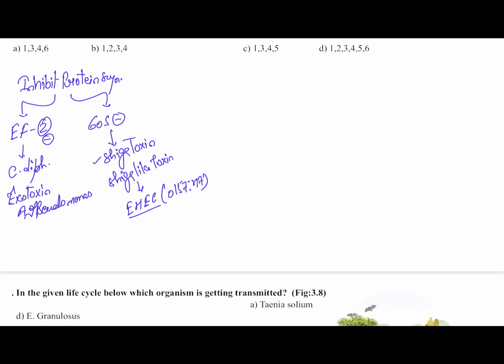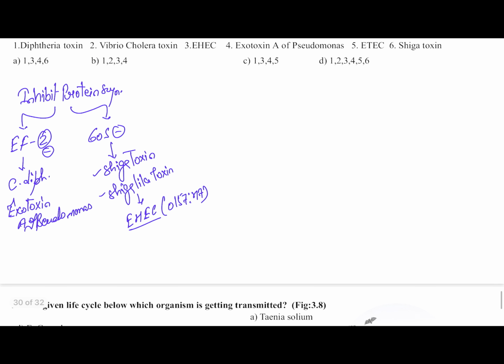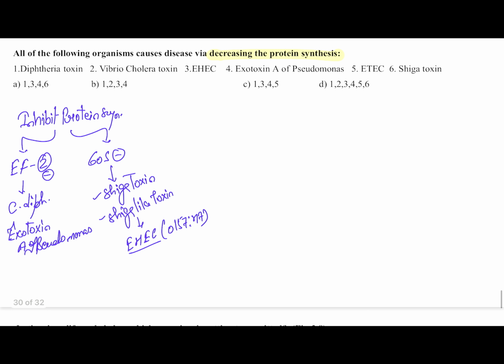Okay? So these are all which work by inhibiting protein synthesis. Since it is asking about protein synthesis, diphtheria yes, EHEC yes, Pseudomonas yes, and Shiga toxin means Shigella yes. So the answer will be 1, 3, 4 and 6. So A will be the answer.